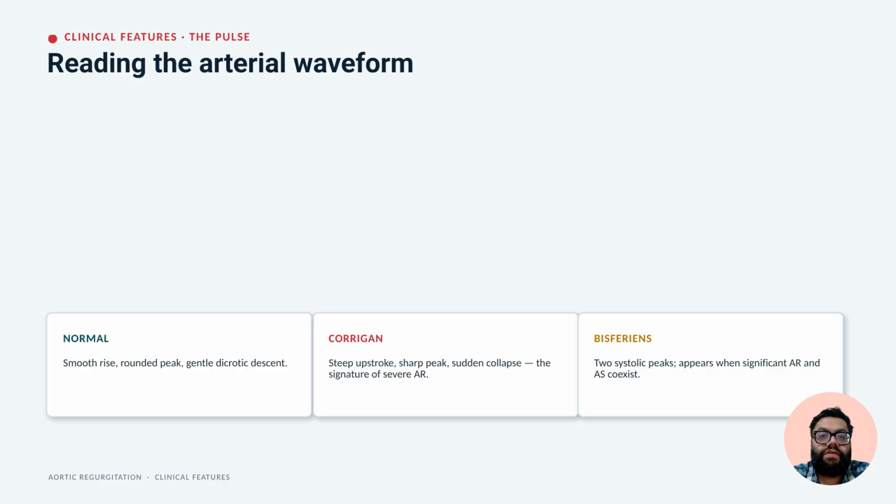Rises fast, falls fast, that is the whole gestalt. The gold trace on the right is the bisferiens pulse, with 2 systolic peaks in a single beat. You feel it most clearly when the valve is both leaking and stenosed, so it is a useful hint that mixed disease is present. A neat way to lock it in: lift a patient's arm, and the bounding Corrigan pulse often becomes even more obvious as runoff increases.